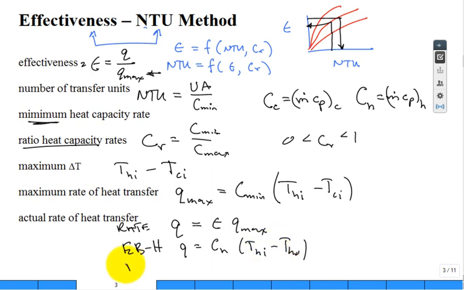You go back to the energy balance equation for the cold fluid. That same rate of heat transfer into the cold fluid is equal to the heat capacity rate of the cold times the temperature cold out minus temperature cold in. That's a review. Last time we covered a lot of this, but you've got to start using it before you become more familiar with it.